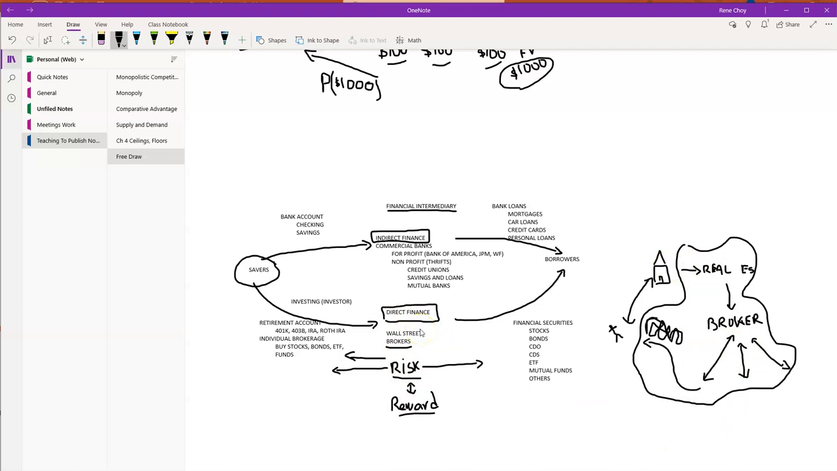In direct finance, you have all these intermediaries that allow you to do the transaction, but you're the one who takes the risk and you're the one who takes the reward. And those are the two basic ways in which money gets transferred from savers to borrowers.